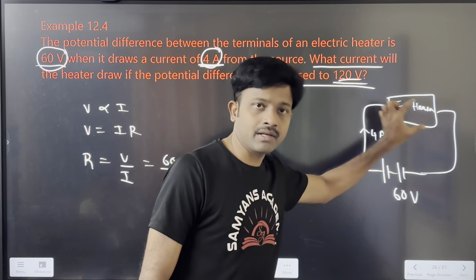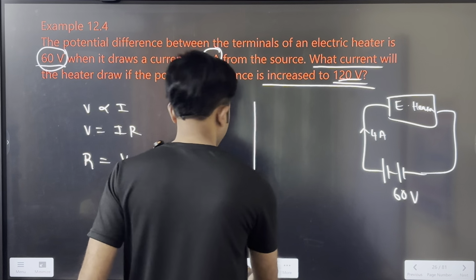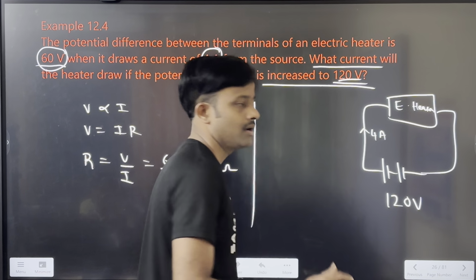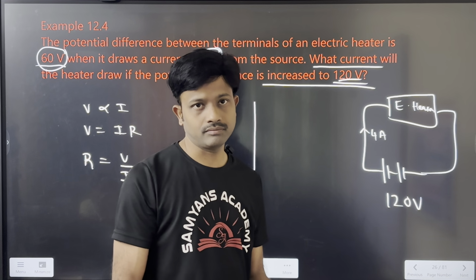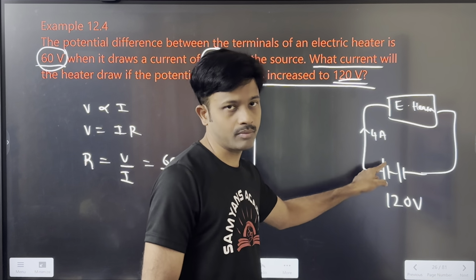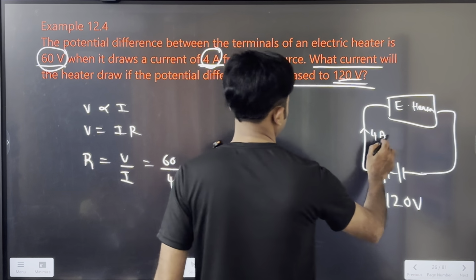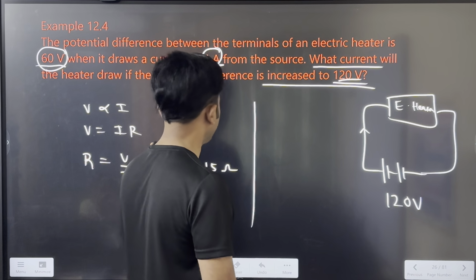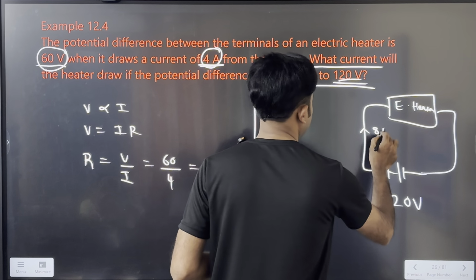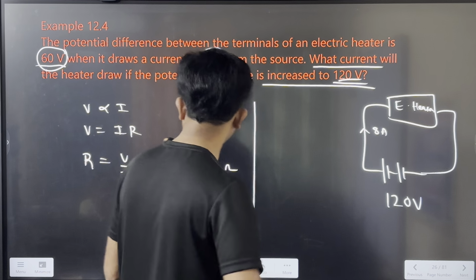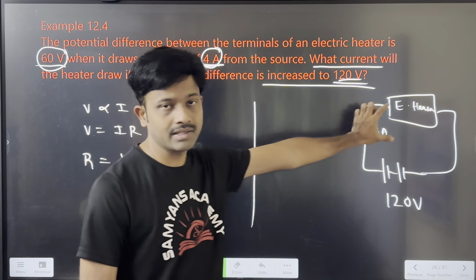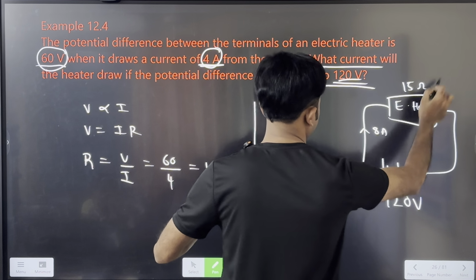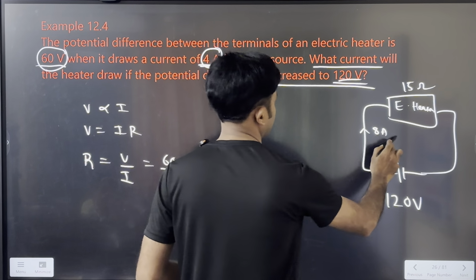The same electric heater, when you connected to the 120 volt source, means source capacity becomes double. Then current value also becomes double. Now, how much current flows through it? 60 becomes 2 times. 60 into 2 is 120. That 4 ampere of current becomes 8 ampere. Yes or no? To find this, we have another method, but the resistance of the electric heater is always constant. How much is the resistance of the electric heater? 15 ohm.